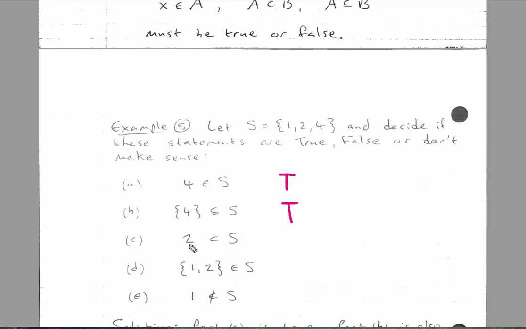How about this one? 2 is a proper subset of S. Well, this is similar to B, but the difference is there are no braces. So in fact, this doesn't make sense because 2 is not a set. 2 is just the number 2. If it had braces around it, it would be a set containing 2, but this is just a number. It's not a set. For this proper subset notation, we need to be comparing 2 sets. So this does not make sense.